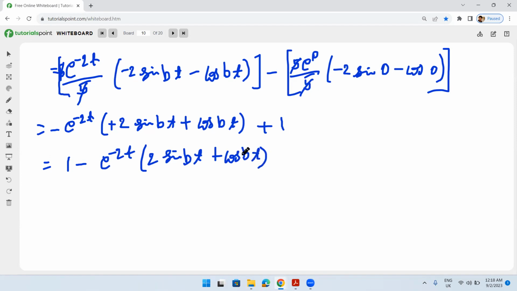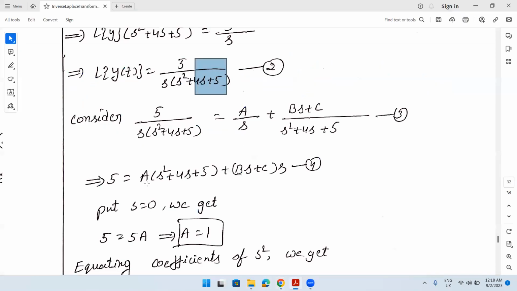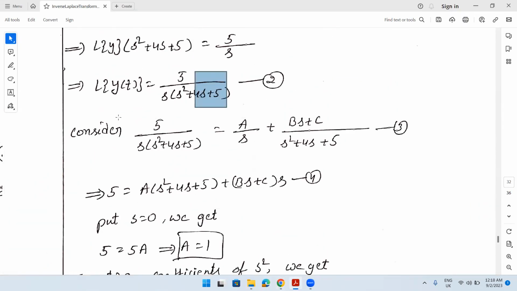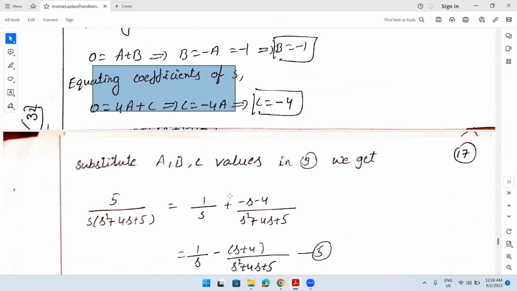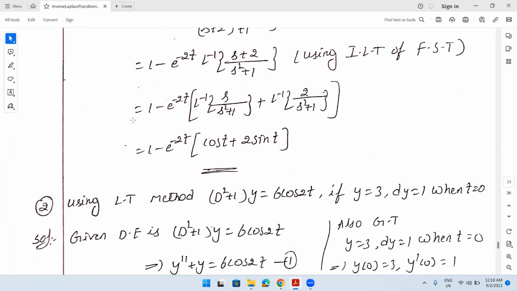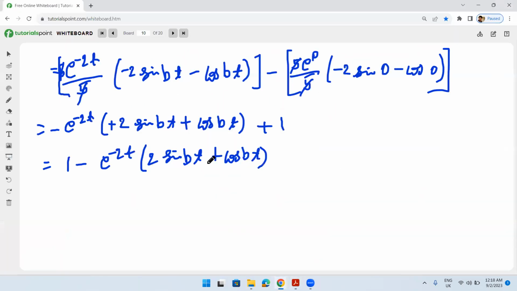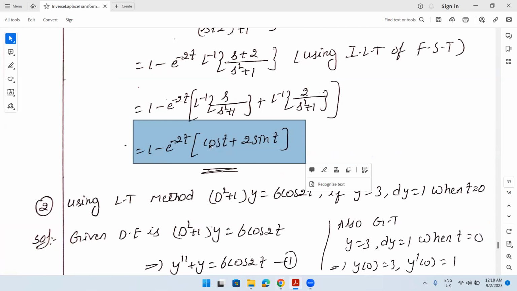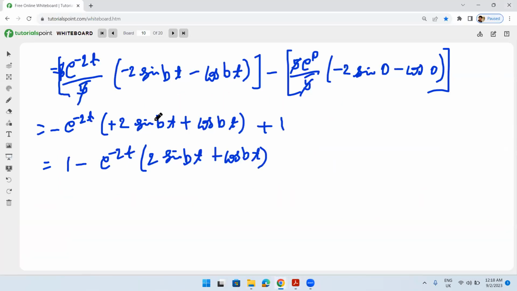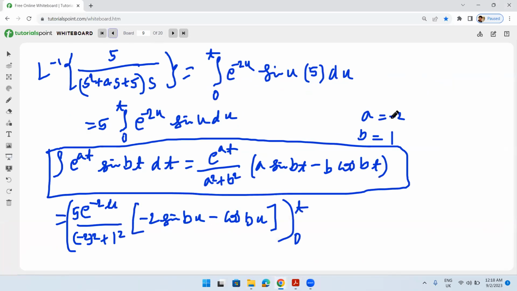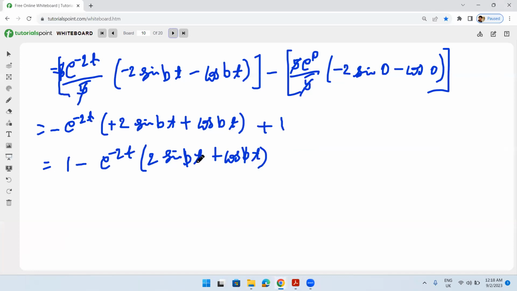Like this, we have practiced convolution theorem problem also. Here, see what's the answer after doing the completely bigger partial fraction takes much time. We get the same answer, 1 minus e power minus 2t, 2 sin bt plus cos bt. In the place of b, we have to substitute 1, forgotten. B value is 1 now. So we get 1 minus e power minus 2t, 2 sin t plus cos t. So we got the same answer.